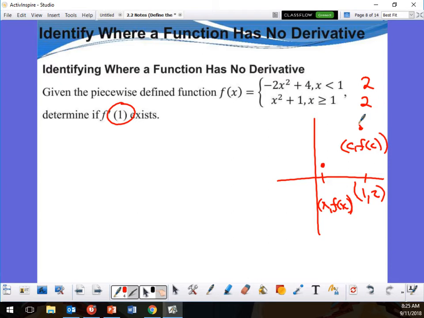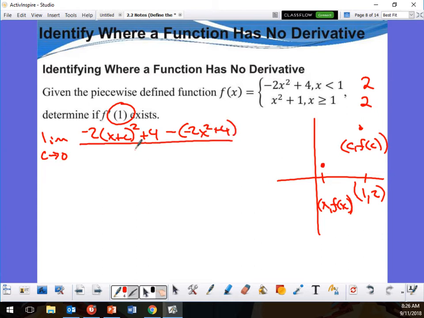Okay, so it's the f of x plus c, right? f of x plus c minus f of x over c. Let's do that one then. So it's going to be the limit as c goes to 0. I have f of x plus c, so it's negative 2 times (x plus c) squared plus 4 minus, what's the next one? f of x, right? So my f of x is going to be negative 2x squared plus 4, all over my c. Okay, we're following just what we did on the warm-up today.